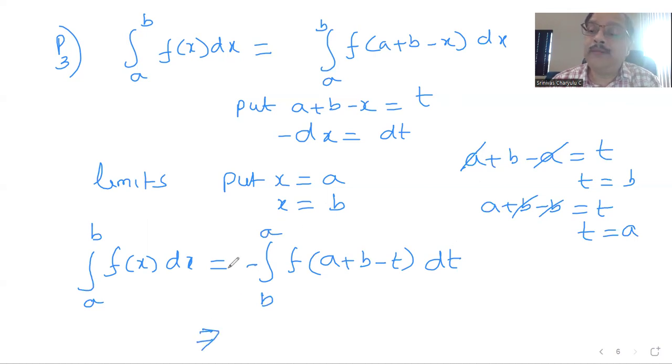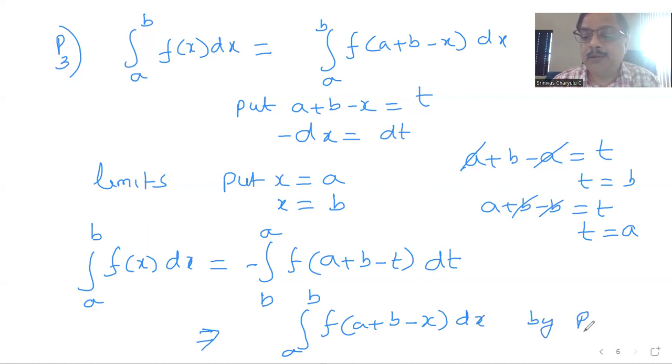So now you know from the previous property, when a minus sign is coming, limits can interchange themselves. So a to b we can write back. A plus b minus t, in the place of t you can write x here, so it becomes dx. So this entire sum, this is by the previous property. Now you need to just remember this. In the place of t, you can write down x, first property we have done. So therefore integral a to b, f of a plus b minus x dx completed.